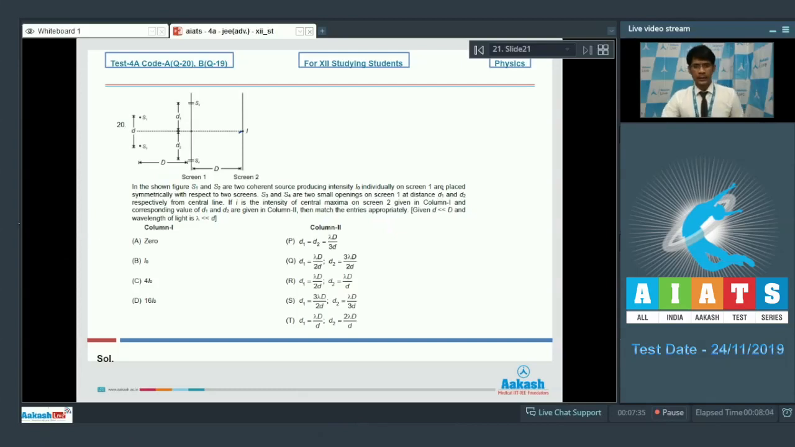The small pretext here is the individual intensity produced at these points because of these two sources is I0. Let's say I am saying the amplitude of these two portions reaching here at this point is A0. So A0 square will be proportional to how much? I0. Now, what I can say, if at these 2 points S3 and S4, the interference pattern generated by S1 and S2 are in constructive manner, then intensity will be 4I0. Or if it is in destructive manner, then intensity will be 0 here.